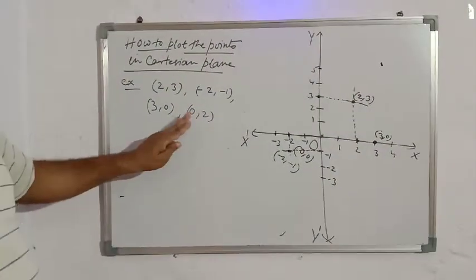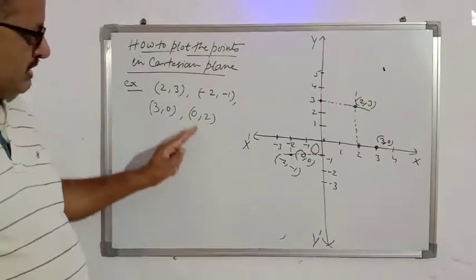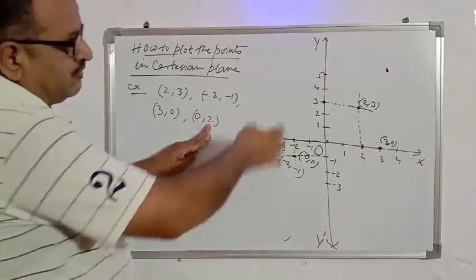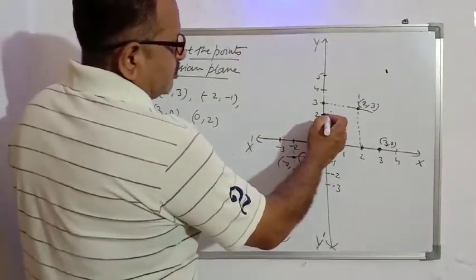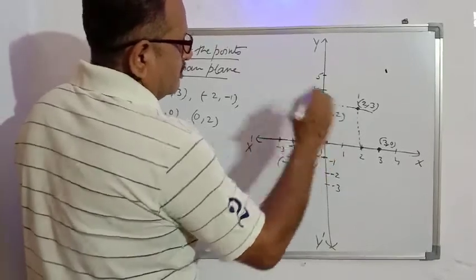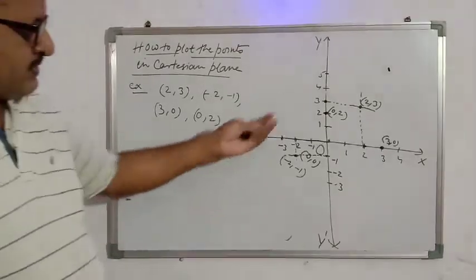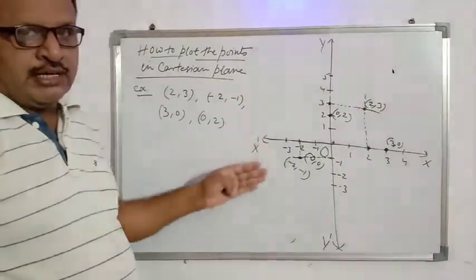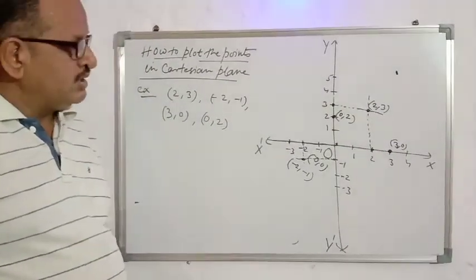(0, 2). Here the first component is 0. It means it will lie on the y axis, and the second component is 2. So on the y axis we have to take 2 unit distance. 1, 2. So this point will be (0, 2). So in this way we can plot the points in a Cartesian plane. So you have to purchase the graph book. On the graph sheet you have to plot the given points.